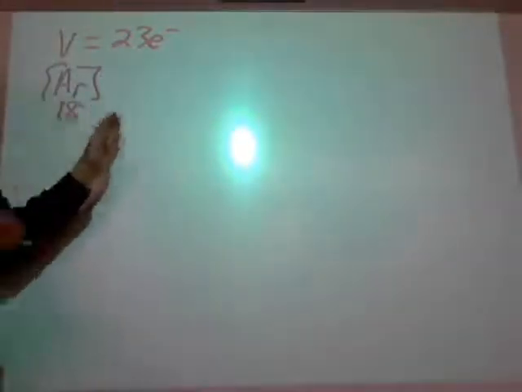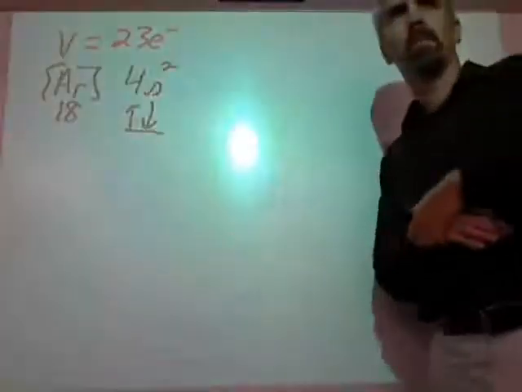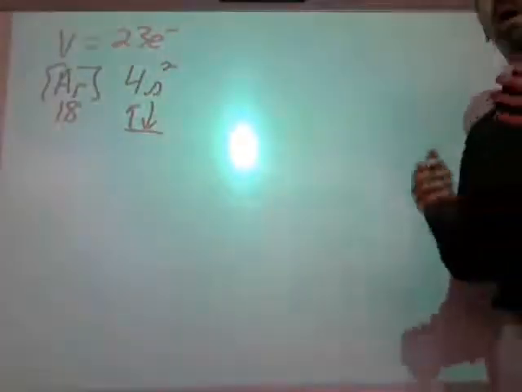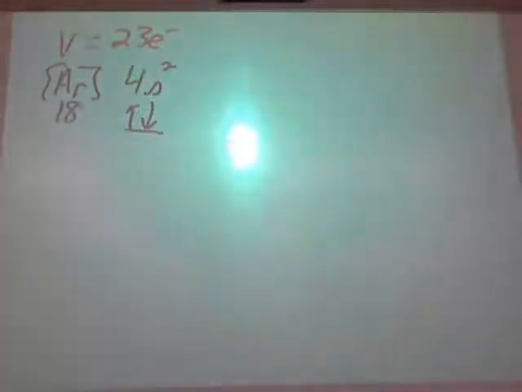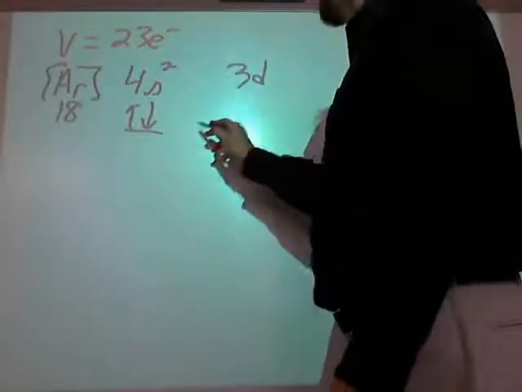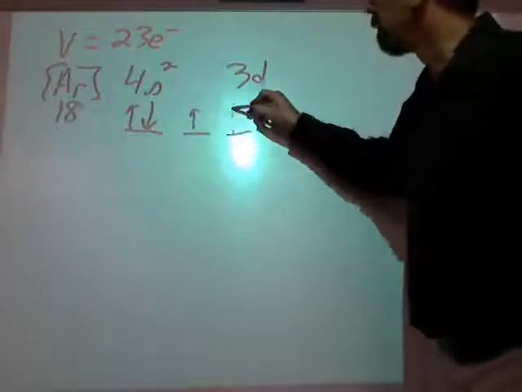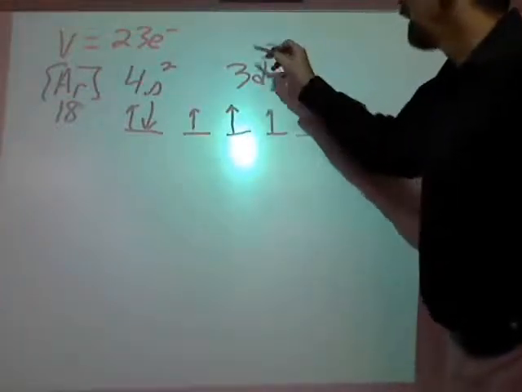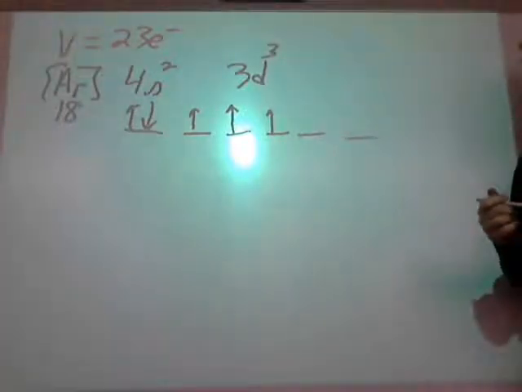Now, what fills after argon is filled? Everybody agrees it's a 4s. Now, this time, I only need to get to 23. Two electrons, there you have it. I'm already at 20. Where are the next ones going to go? If you look at the diagonal rule, after the 4s fills, the 3d fills. So I put 3d, and I draw 1, 2, 3, 4, 5 blanks, and I put them in one at a time. And that is the answer to the orbital notation using shorthand notation.